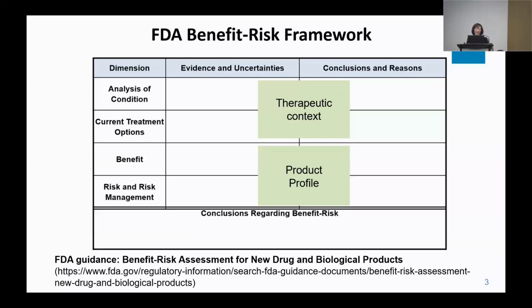So when FDA makes a decision, we consider the totality of evidence, including all 4 dimensions. We also consider uncertainty and how to make trade-offs between the benefit and risk. And then we make a decision based on whether the benefit outweighs the risk for the product.